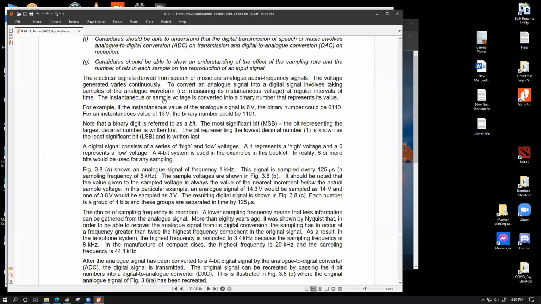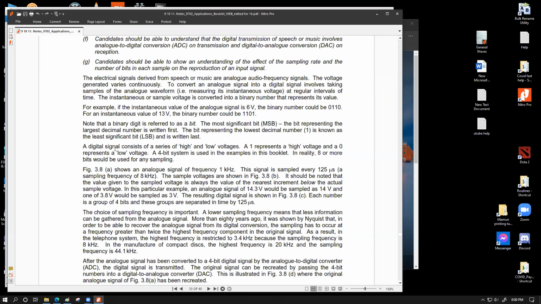The instantaneous or sample voltage is converted into a binary number that represents its value. So in that case, we convert those individual decimal measurements that we get into binary equivalents. For example, if the instantaneous value of the analog signal is 6 volt, the binary number could be 0110. For an instantaneous value of 13 volt, the binary number could be 1101.